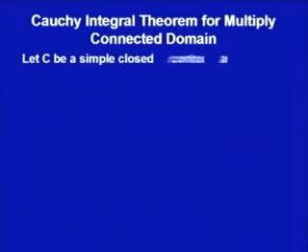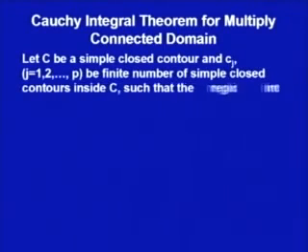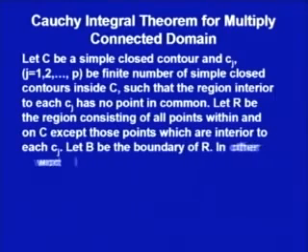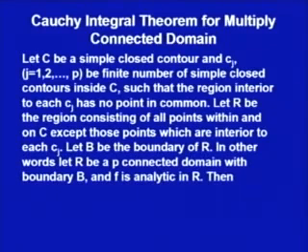The statement: let C be a simple closed contour and Cj for j equal to 1 to p be a finite number of simple closed contours inside C, such that the region interior to each Cj has no point in common, and let R be the region consisting of all points within and on C except those points which are interior to each Cj, and let B be the boundary of this region R. In other words, let R be a p-connected domain with boundary B, and f is analytic in R, then the integral of f(z) along this boundary B is 0. Let us see with the help of a figure.